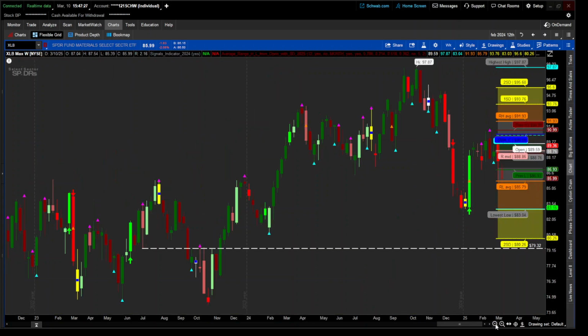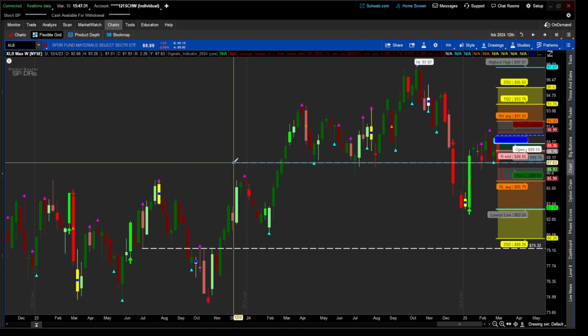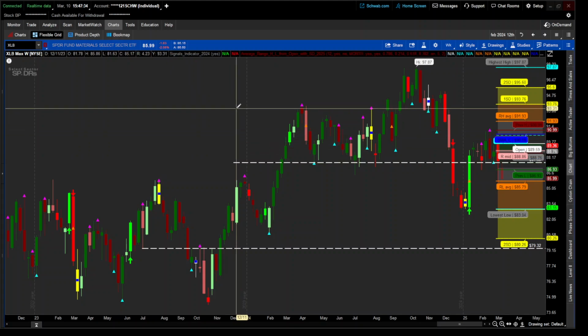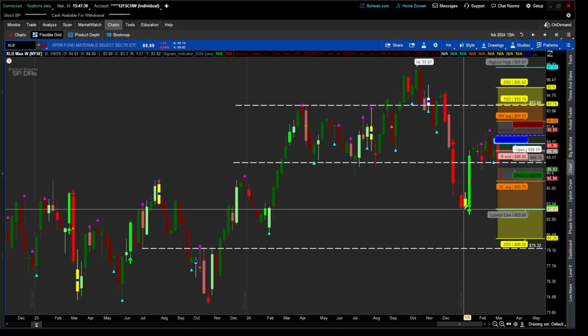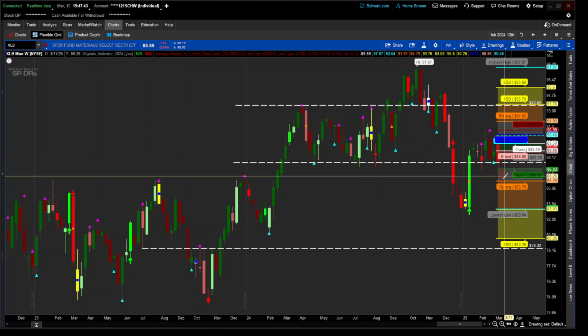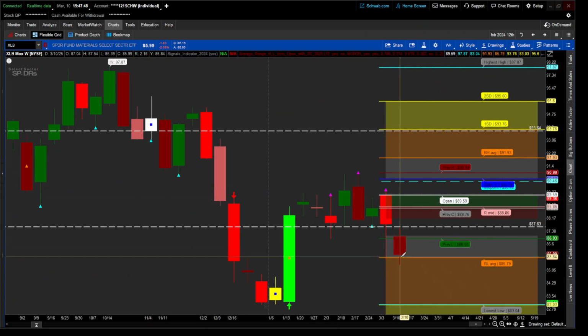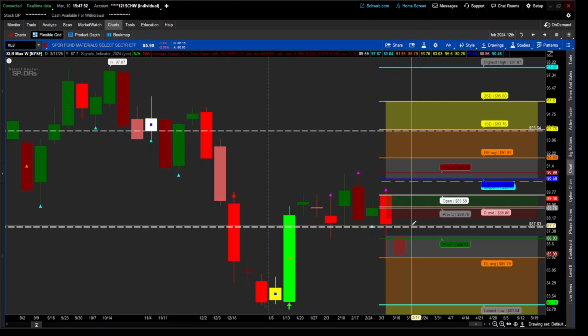XLB, materials. Right now, I would have expected it to trade within this range, but it actually pushed out of this range significantly here and pushed back into the range, and now it's back out of the range. So it's testing this range low average here. Hopefully, it can get back above 87.63 and continue on its way up. So those are materials.